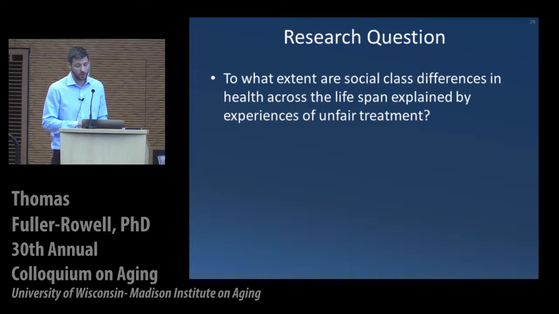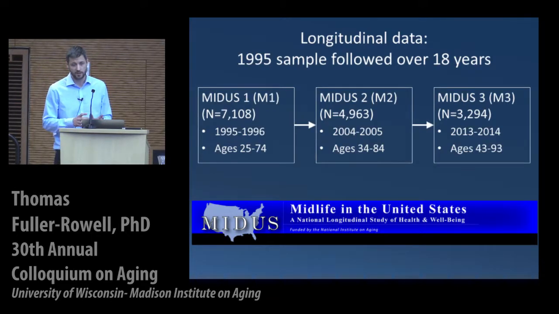Okay, so the research question that we wanted to focus on relating to this topic is, to what extent are social class differences in health across the lifespan explained by experiences of unfair treatment? So this time, instead of looking at 2 independent random samples, we looked at one sample that was followed over time in the MIDAS study across 3 waves of data collection.